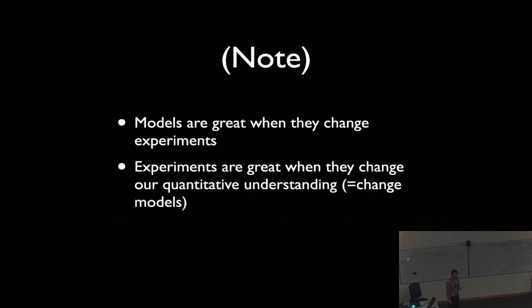So, models are great if they change experiments, but I would argue to the wet biologists that are here that experiments are only great if you can make a model from your experiment, and if the experiment tells you how to change your model to make it better. And we discover stuff when the models improve the experiments, and the experiments improve the models, and so forth in a circle. The cycle is the key.